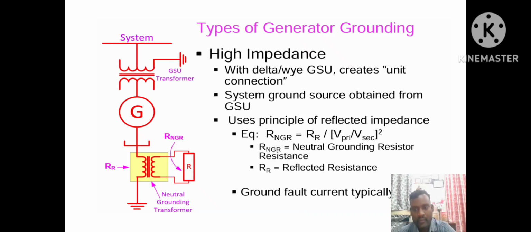We can also discuss this system ground source obtained from the generator step-up transformer. Use the principle of reflection. So NGR means the resistance times the primary voltage over the secondary voltage squared, so we can get the NGR value.